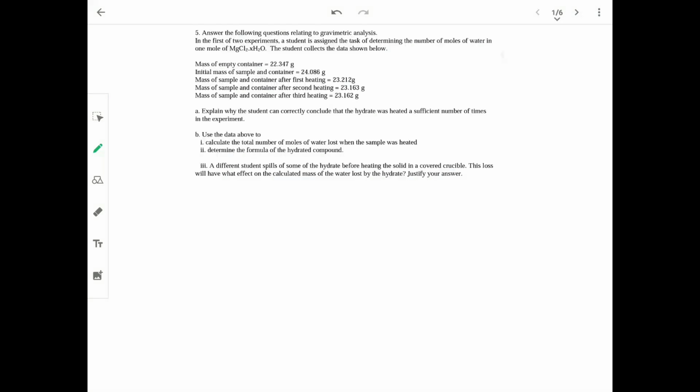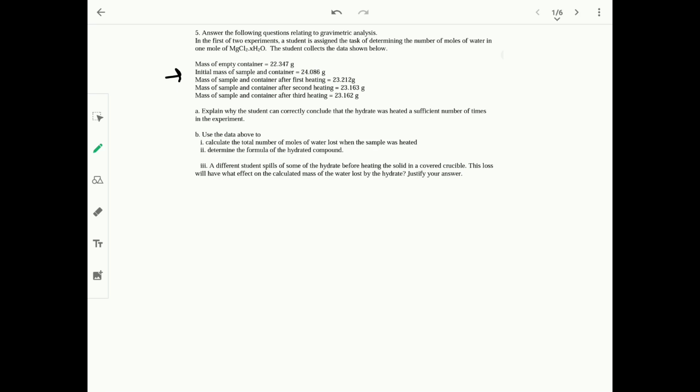I've split the question in 2 parts, parts A and B, and then the second part will have part C. Let's do the first part. 5 says, in the first of 2 experiments, a student is assigned the task of determining the number of moles of water in 1 mole of MgCl2·xH2O. The student collects the data shown below. We have 5 measurements. And then part A says, explain why the student can correctly conclude that the hydrate was heated a sufficient number of times in the experiment.